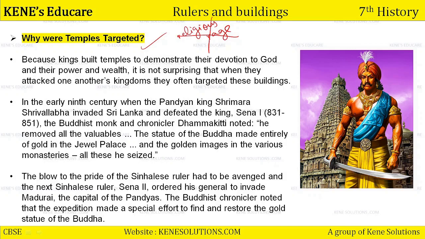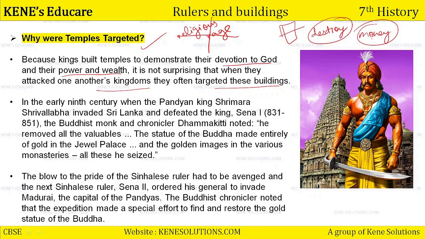Kings built temples to demonstrate their devotion to God, and their power and wealth as well. They also show their power and wealth by making all these grand temples. And it is not surprising that when they attacked one another's kingdoms, they often targeted these buildings, because if you destroy someone's very important, very expensive building, you will destroy their capital. You're destroying their money, their resources, and that is what you want, to make them weak so that they cannot show off their power and wealth, right?